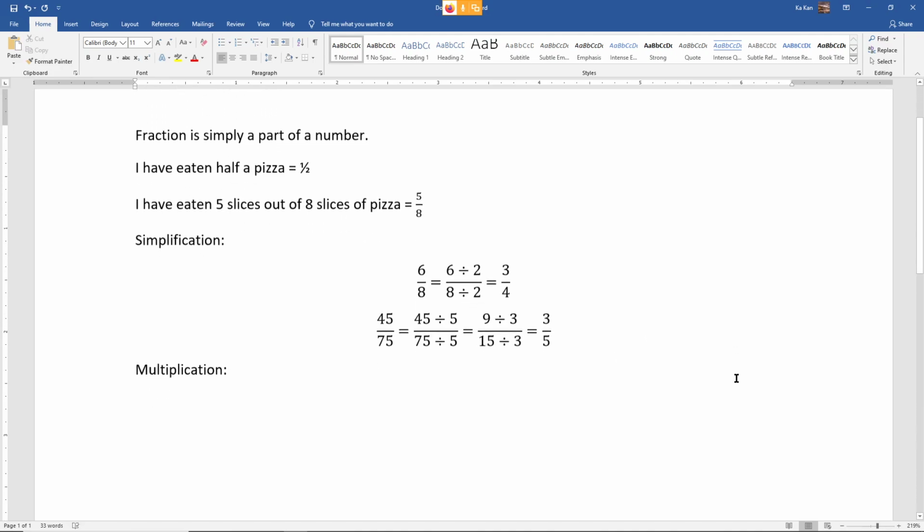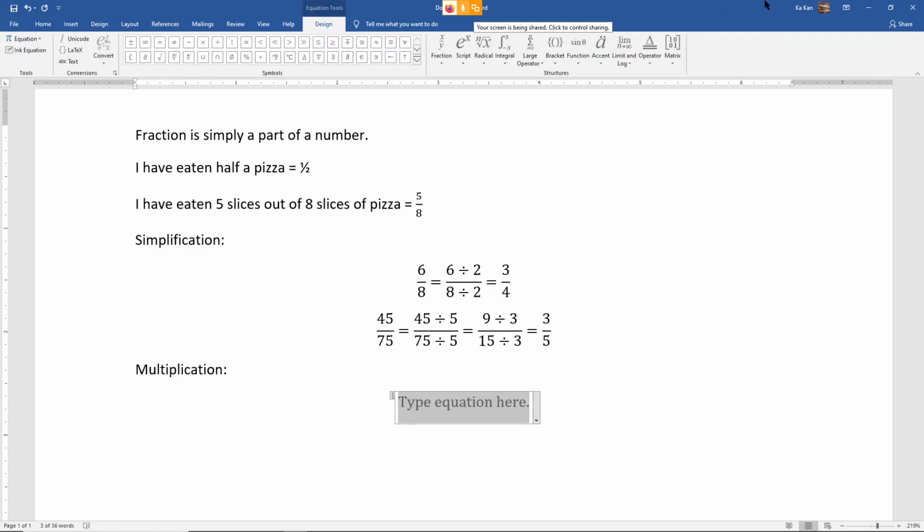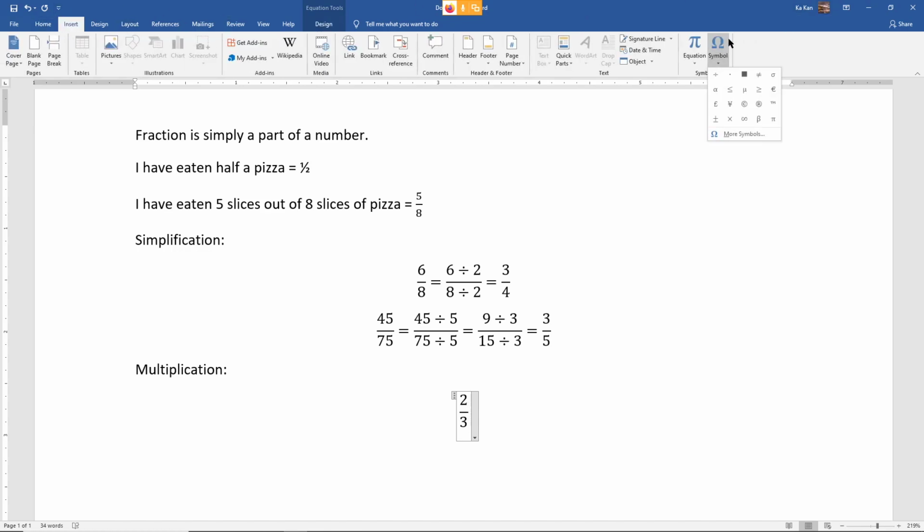Multiplication is actually pretty simple. Multiplication is for fractions, right? So I have 2 over 3, and then times. I use that as times. I don't use x because we're going to be using x as the unknown number, the variable. So let's say times 7 over 11.